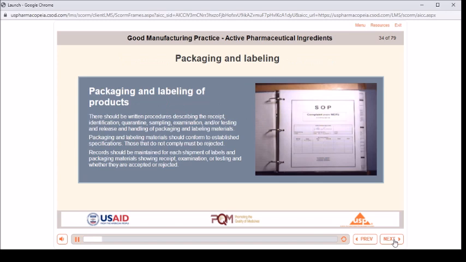Packaging and labeling. Packaging and labeling of products. There should be written procedures describing the receipt, identification, quarantine, sampling, examination, and/or testing and release and handling of packaging and labeling materials. Packaging and labeling materials should conform to established specifications. Those that do not comply must be rejected. Records should be maintained for each shipment of labels and packaging materials showing receipt, examination, or testing and whether they are accepted or rejected.